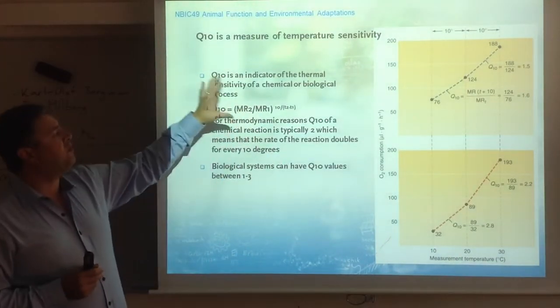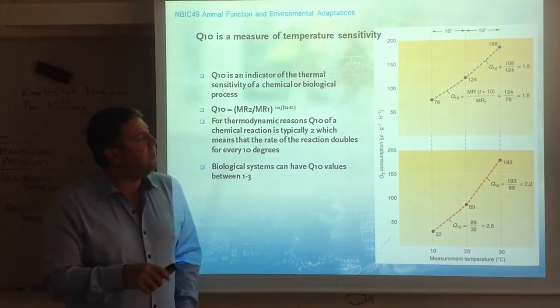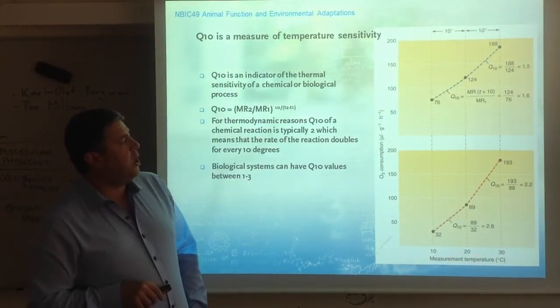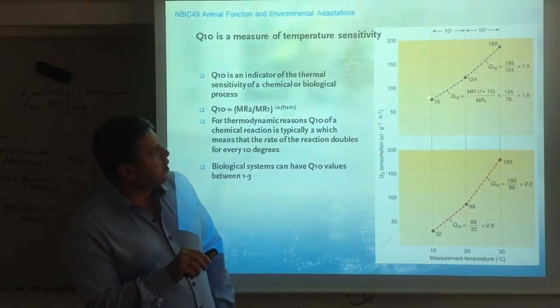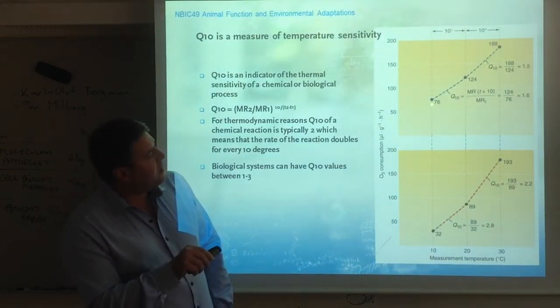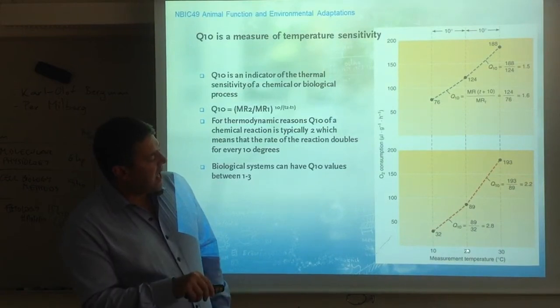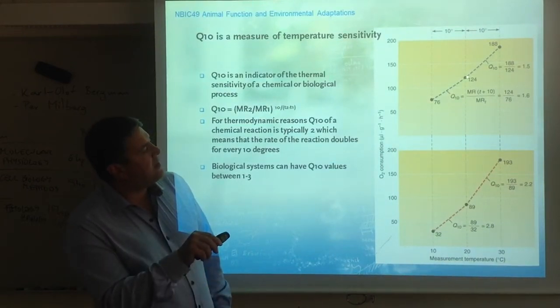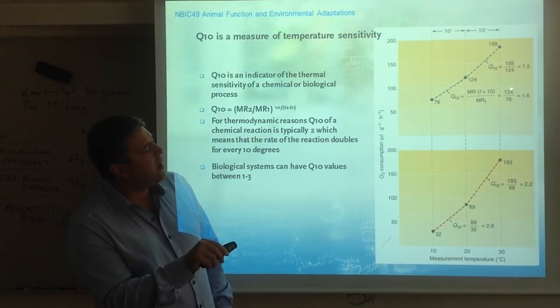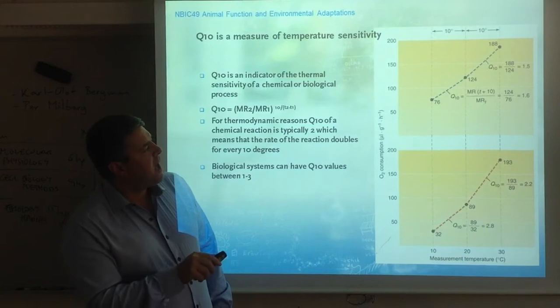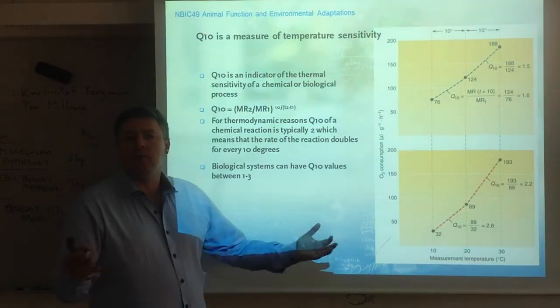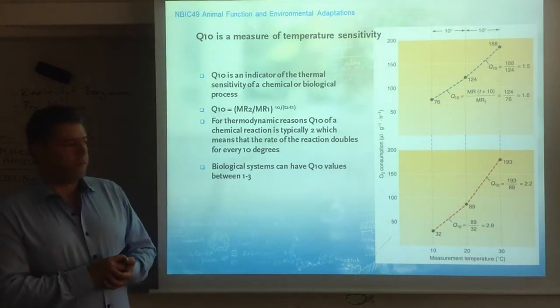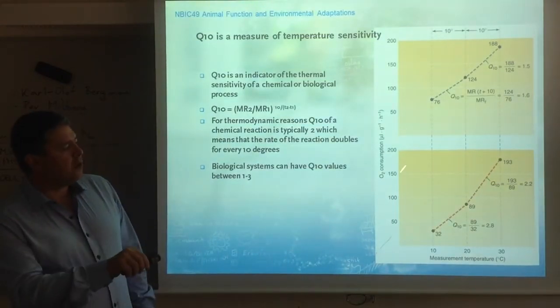This is the concept of temperature sensitivity that you have expressed in these graphs here. For example, if oxygen consumption at a given temperature here, 10 degrees, is 76, and at 20 degrees it's 124, the Q10 is 1.6, the division between 124 and 76. And if you go 10 degrees further, 188, then it's 1.5. This would be the Q10 value. You have another calculation here.